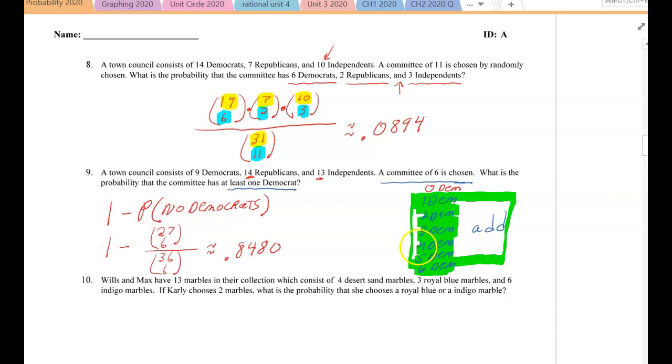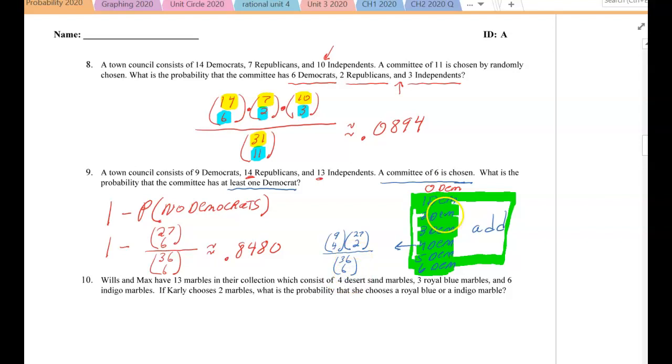I'm going to just do this one example just to make sure you're clear. 4 Democrats. If you wanted 4 Democrats, you would do the following. It would be 9 choose 4. And then you need 2 more people. And those 2 other people have to be either independent or Republican. So it would be 27 choose 2. And then you would divide by the total, 36 choose 6.